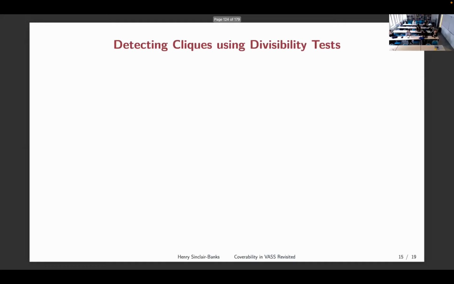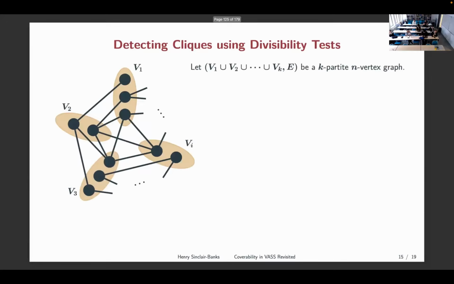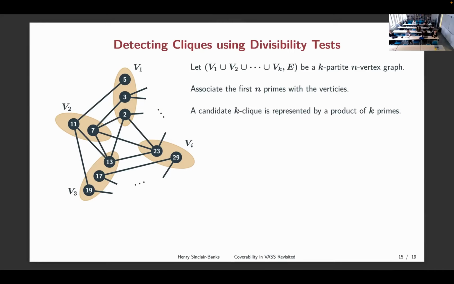Okay. So how do we implement detecting a clique in these machines? So here's a clique I made earlier. It's going to be k-partite, and it's going to have n vertices. I'm going to associate a prime to each vertex. So I've written down, I believe these are primes. If they're not primes, I'm sorry. And we can now represent a candidate selection of nodes uniquely as a product of k primes. So I can write down just one number and say, I promise, this is going to be a clique. And that's what we're going to do.